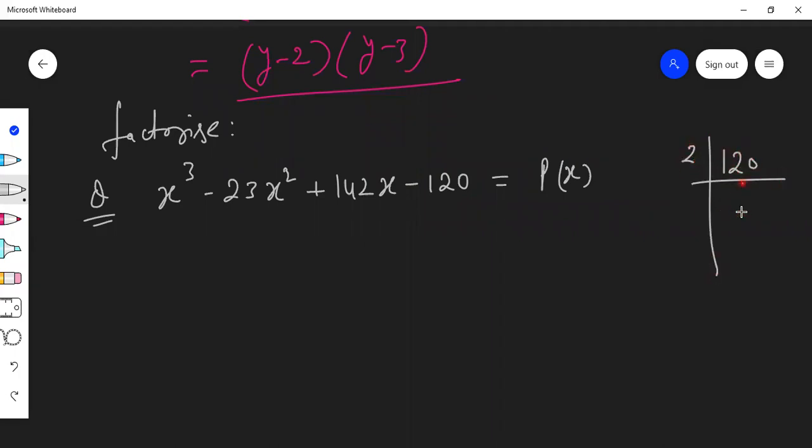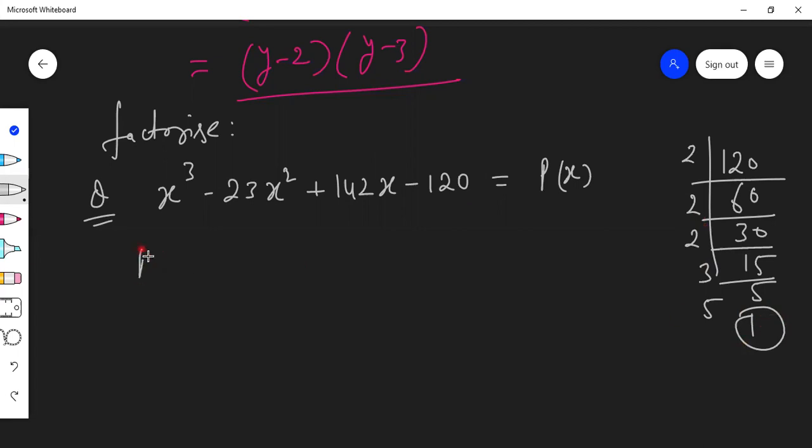You divide it by 2, 60, 2, 30, 2, 15, 3, 5, and finally 5, 1. So the prime factors are 2, 3, and 5. You can see here 2, 3, 5. And of course, 1 is also a factor. So first of all, we'll check for 1 only, plus 1 and minus 1, we'll start with.